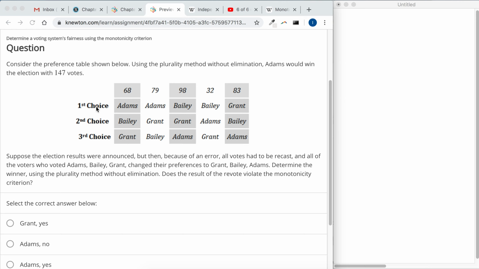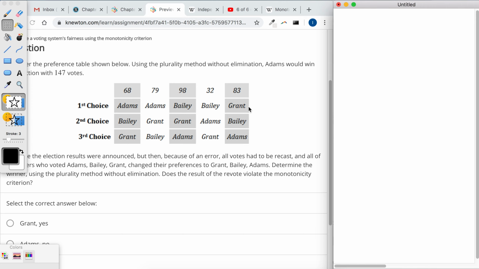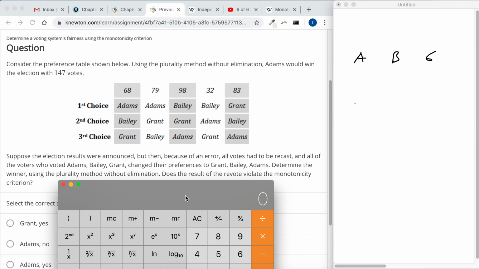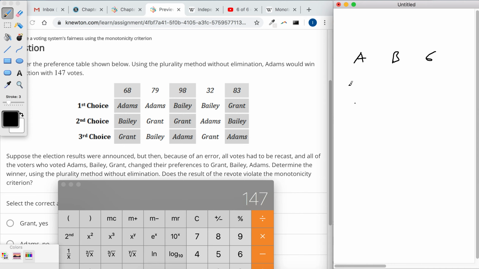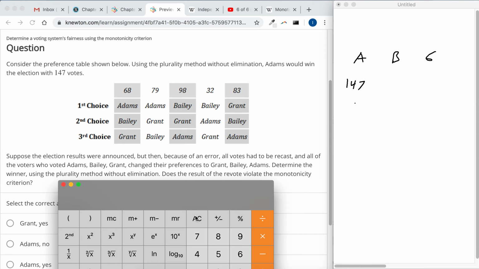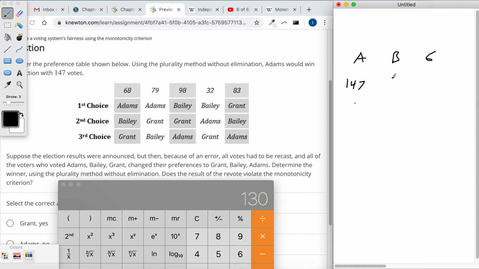So plurality, just a reminder, is where you just look at the first place finishers. So let's do it before we make that reversal, before we switch Grant and Adams in this first ballot, okay? Adams, Bailey, and Grant. With the plurality method, we're just going to look at the first choice votes, 68 plus 79. Adams gets 147 votes. Bailey gets 130 votes. And Grant gets 83 votes.